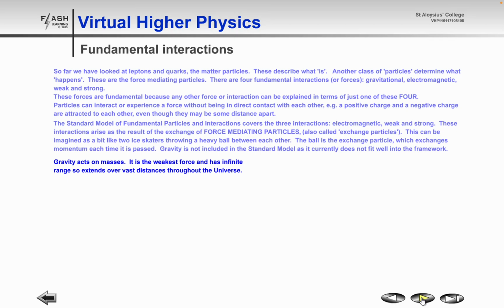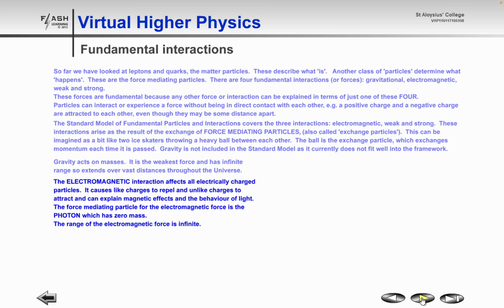So gravity acts on masses as the weakest force, but has infinite range. So when we're looking at cosmology, for instance, it's the most important force because of its huge range. The electromagnetic interaction affects all charged particles, and its force-mediating particle is a photon. Incidentally, the graviton is the force-mediating particle of gravity, but it doesn't fit well into the standard framework just now, so you'll see it included in some frameworks, but not others.